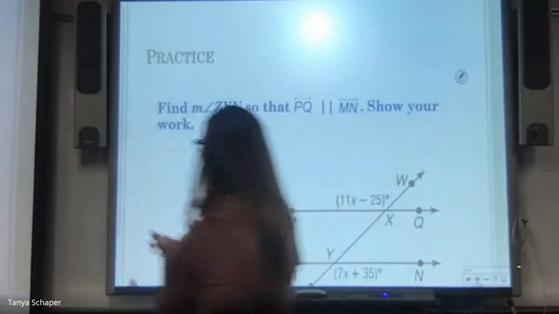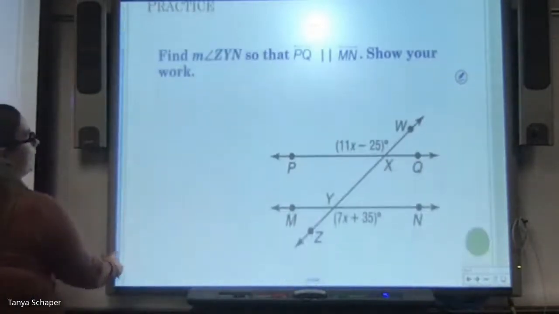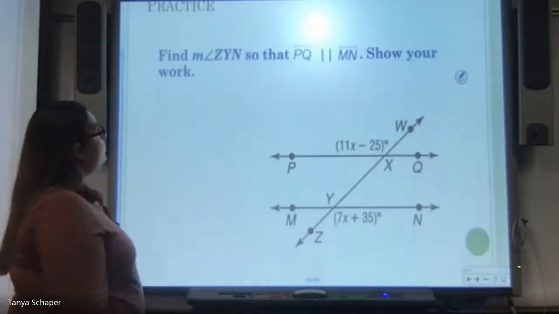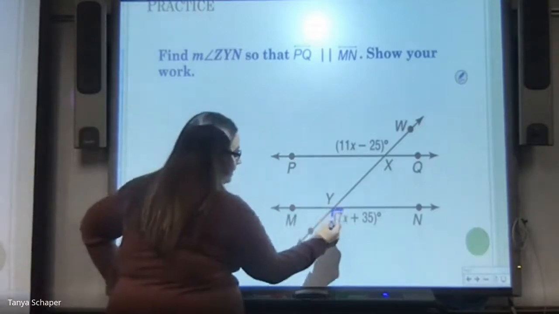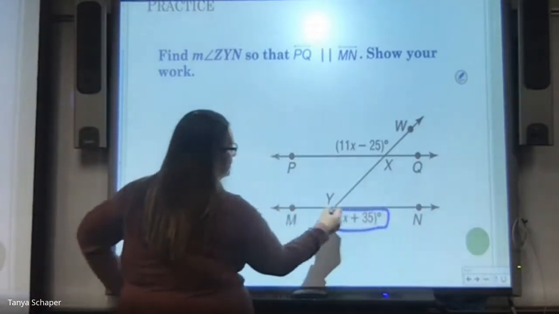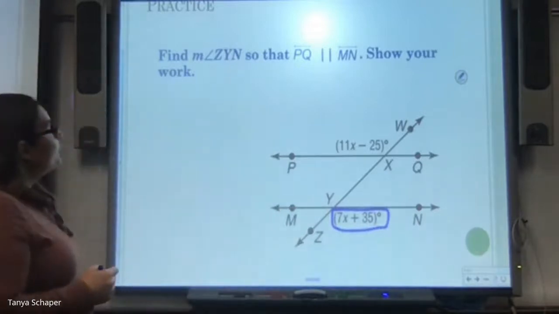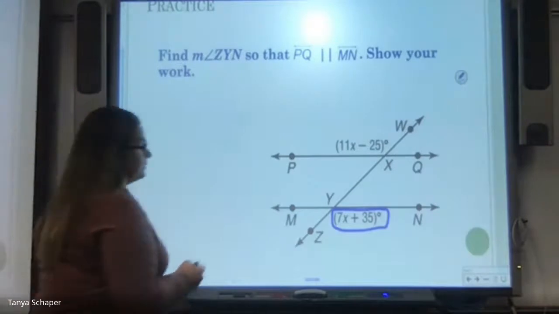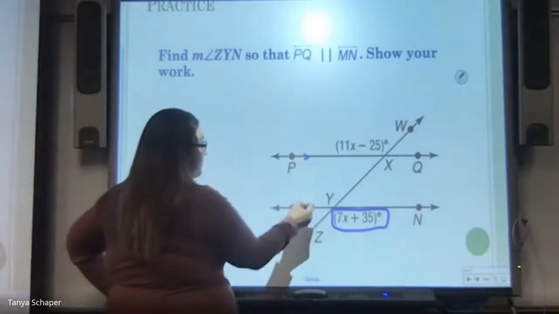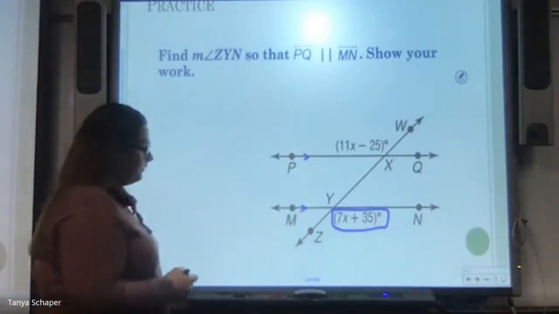All right, let's take a peek at this one. Find the measurement of angle ZYN. So ZYN is right here. Find this measurement so that PQ and MN are parallel. So we want to make sure that we can get both of these lines to be parallel.